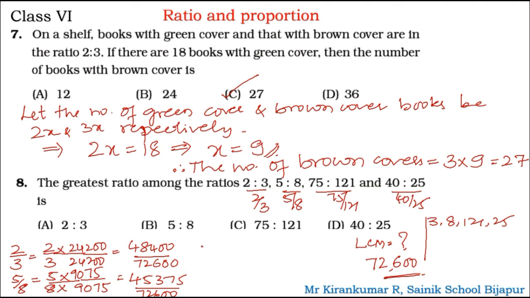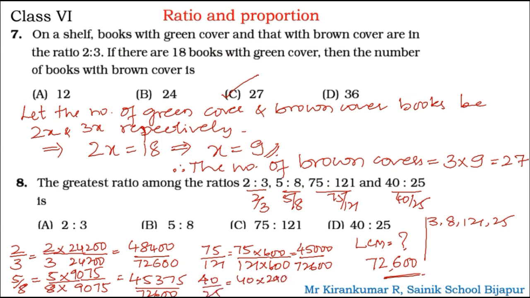Same way, this 75 by 121 also you multiply. This has to be multiplied with 600. You can try this out. We get 45,000 divided by 72,600. For the last one, 40 by 25, 40 to be multiplied with 2904 divided by 25 times 2904. On multiplication, we get 1,16,160 divided by 72,600.